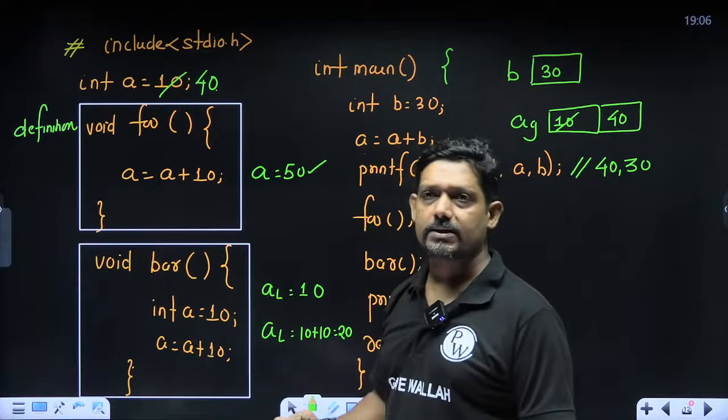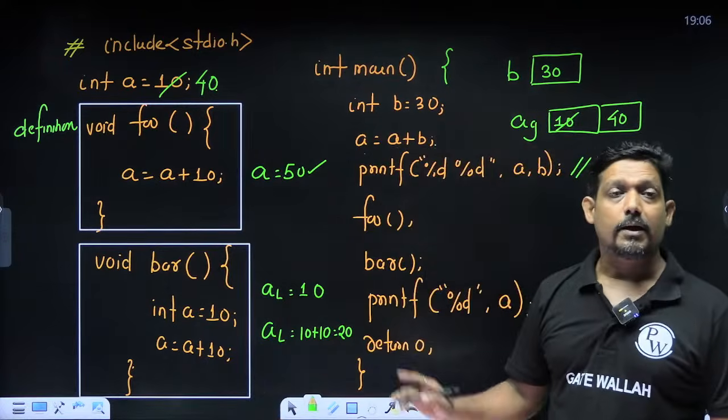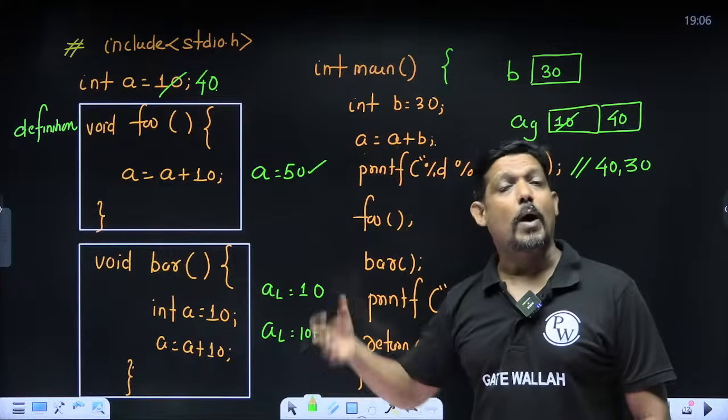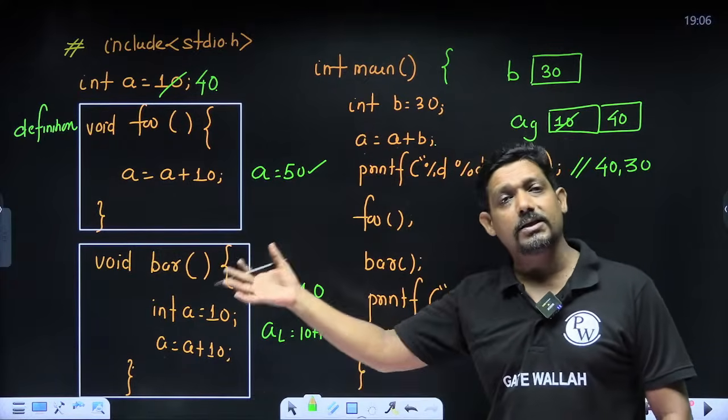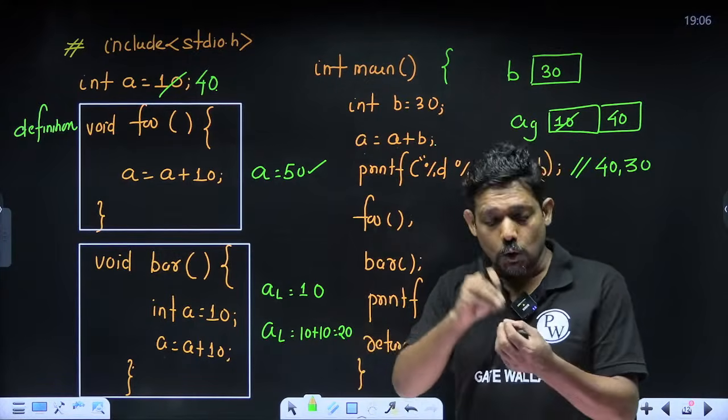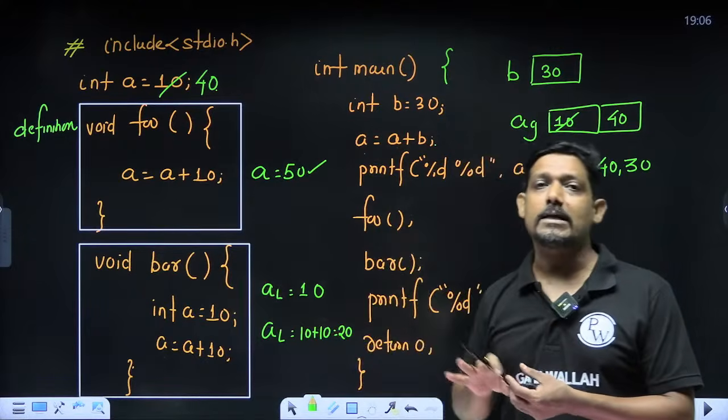10 plus 10, that is equal to, in this case, 20. This a will be updated to 20. Why is it not referring to the global directly? Because it has its own local a. So when local and global conflict, local is preferred.